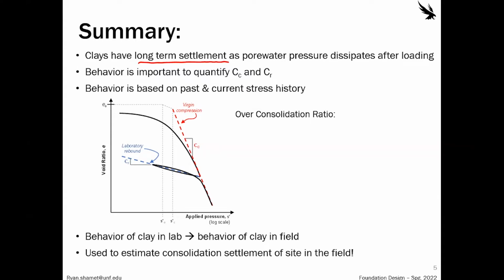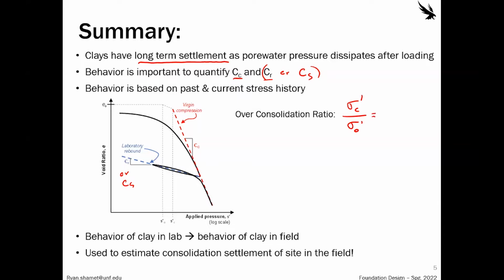Behavior is important, just like the stress strain diagram. So we also want to find the Cs. These are called the same thing, recovery or the swelling index. And then another important aspect is the over-consolidation ratio. That over-consolidation ratio is the pre-consolidation pressure divided by the current effective stress.